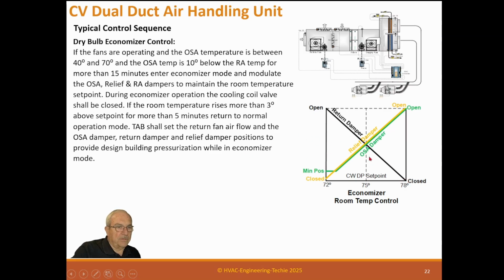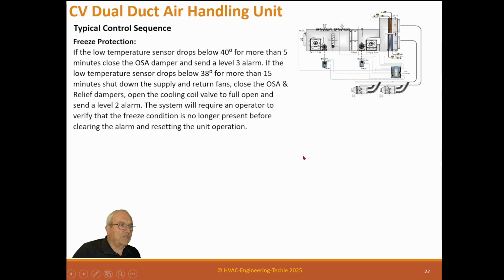And this is how these economizers work. Freeze protection. If the low temperature sensor drops below 40 degrees for more than 5 minutes, close the outside air damper and send a level 3 trouble alarm. If the low temperature sensor drops below 38 degrees for more than 15 minutes, shut down the supply fan and return fans, close the outside and relief dampers, open the cooling coil valve to full open, and send a level 2 alarm.